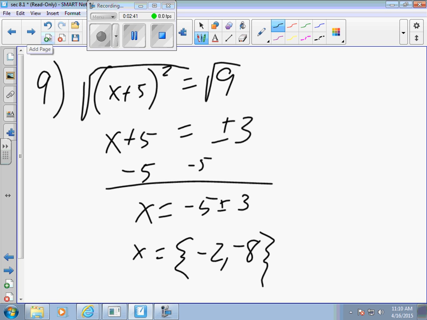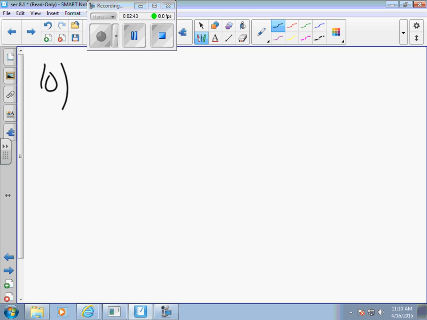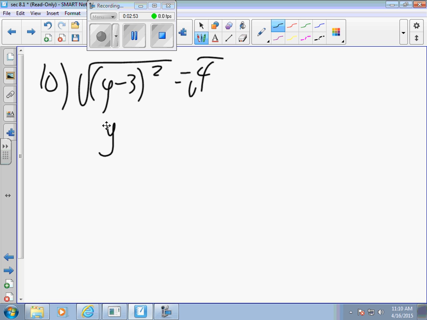Let's take a look at the next one, number 10. Same kind of deal as last time. y minus 3 squared equals 4. Square root, square root. When I square the square root, or square root the square, opposite operations go away. On the other side, I get plus or minus the square root of 4, which is 2.